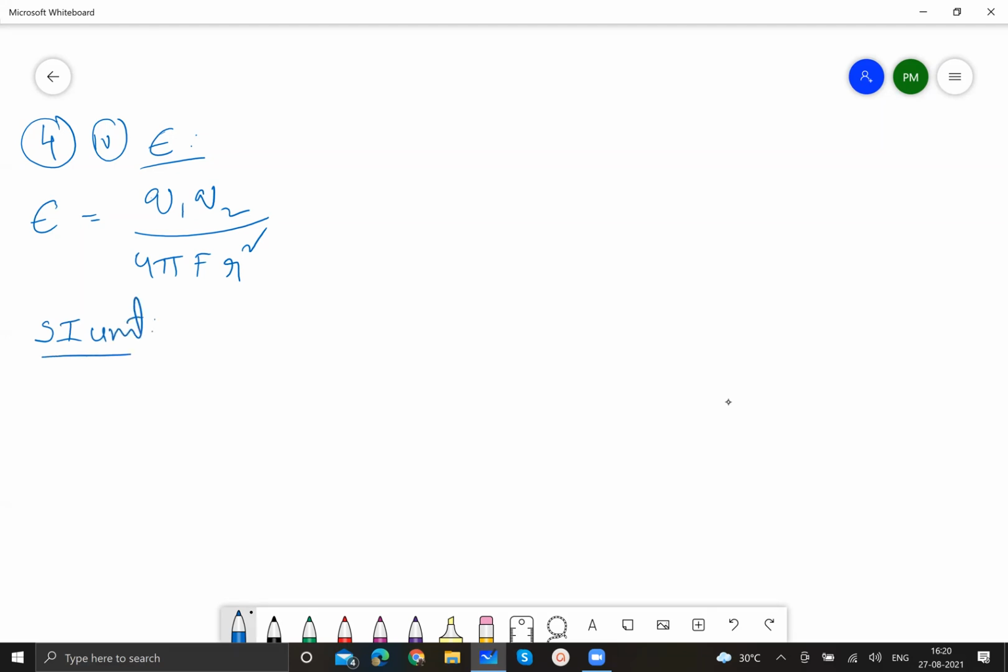So the SI unit is Coulomb square Newton inverse meter to the power of -2. Of course, we already gave another unit, Farad meter inverse. Both are equal.